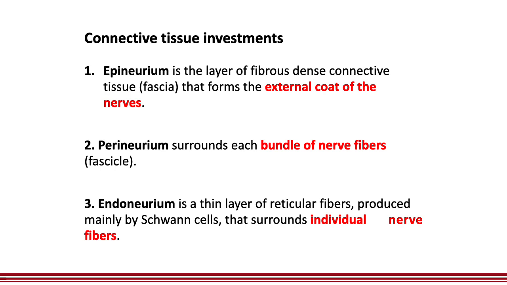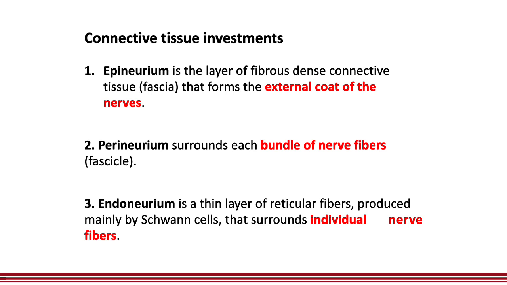Okay? And then finally, you have the endoneurium, which is the innermost layer of connective tissue that surrounds each individual nerve fiber, and this is analogous to the endomysium in muscles. It is composed of delicate reticular fibers and provides insulation and support to the nerve fibers.